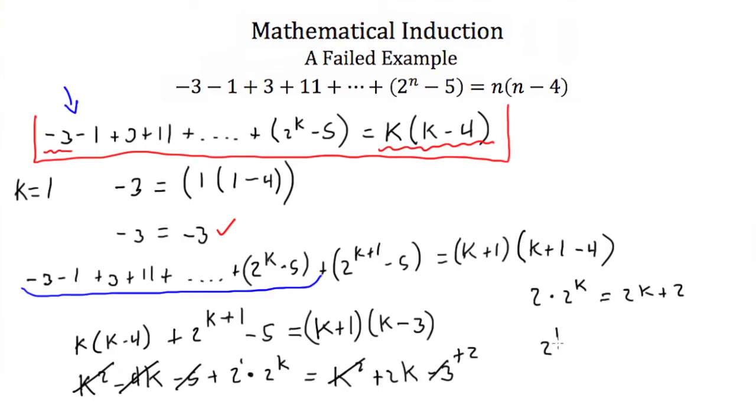Divide everything by 2 and I'll have 2 to the k is equal to k plus 1. This is as far as I can simplify this. This does work for our first value of k, but every other value of k, this will not work. 2 to the k power is not equal to k plus 1. I could not get these two sides of the equation to be the same, which means this thing fails condition 2, which means that this is not a valid equation for every value of n.